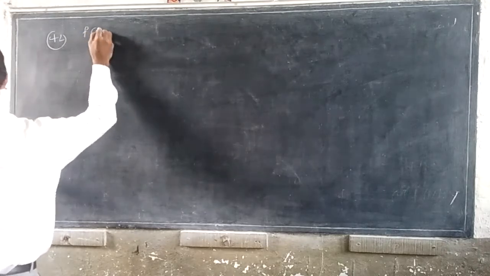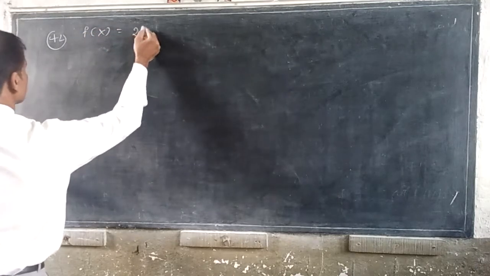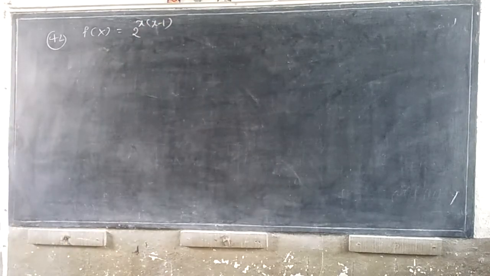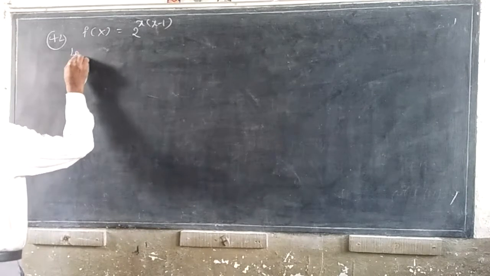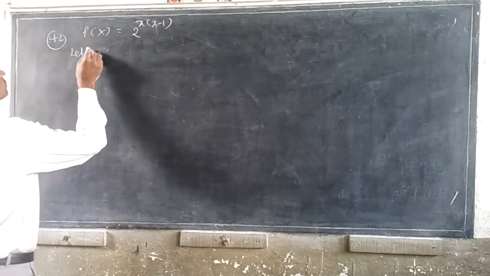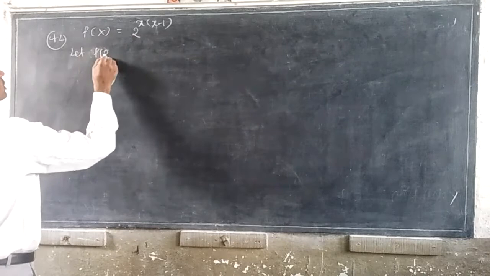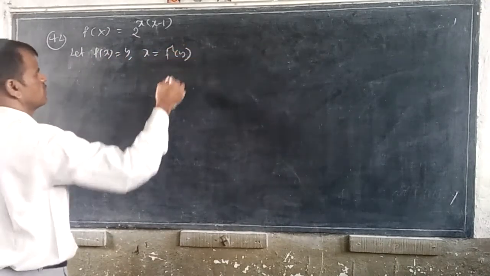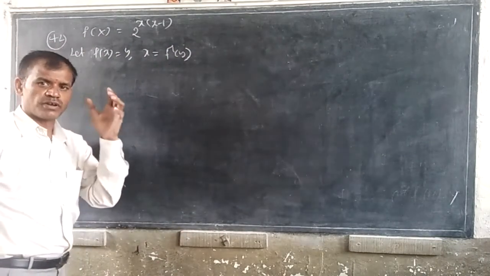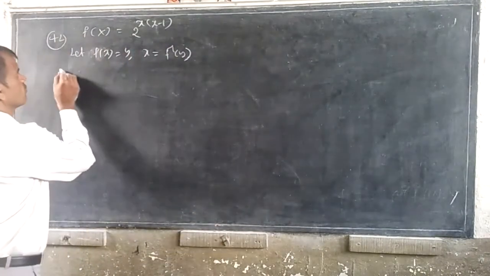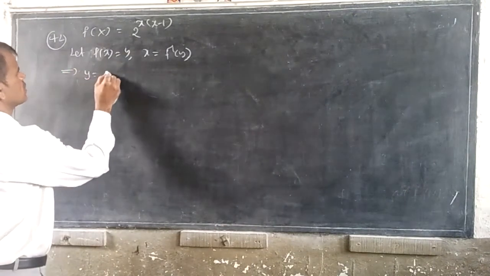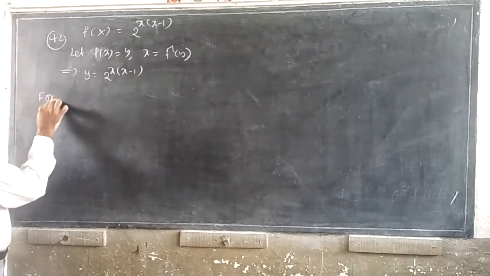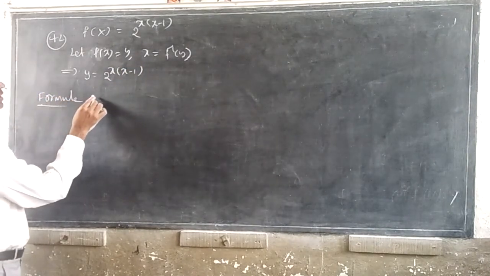F of x is given as 2 power x into x minus 1, that is, 2 power x into x minus 1. We should calculate the f inverse. Let f of x equal y. This is the rule. Then it becomes x equals f inverse y. Using this, you do the sums of level 1, inverse function level 1. So y equals 2 power x into x minus 1. Let us write the formula. Already we have discussed it in IPE.